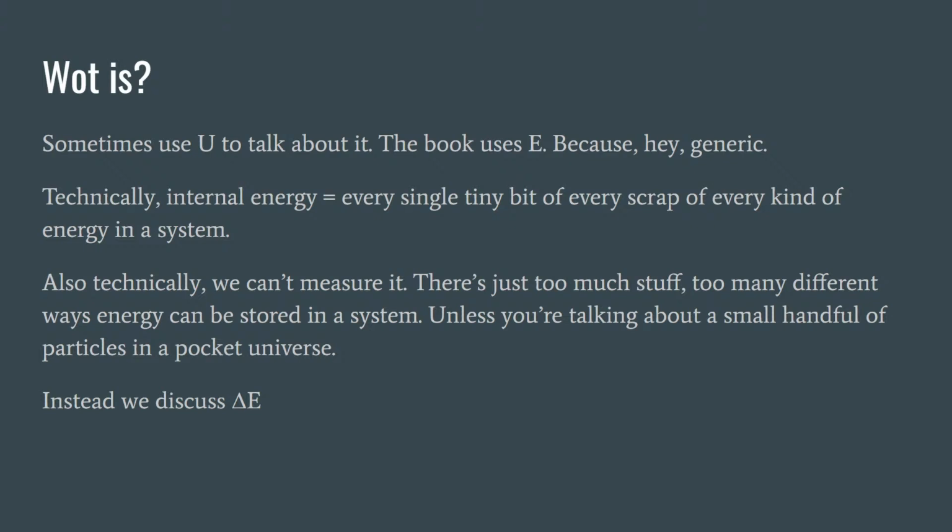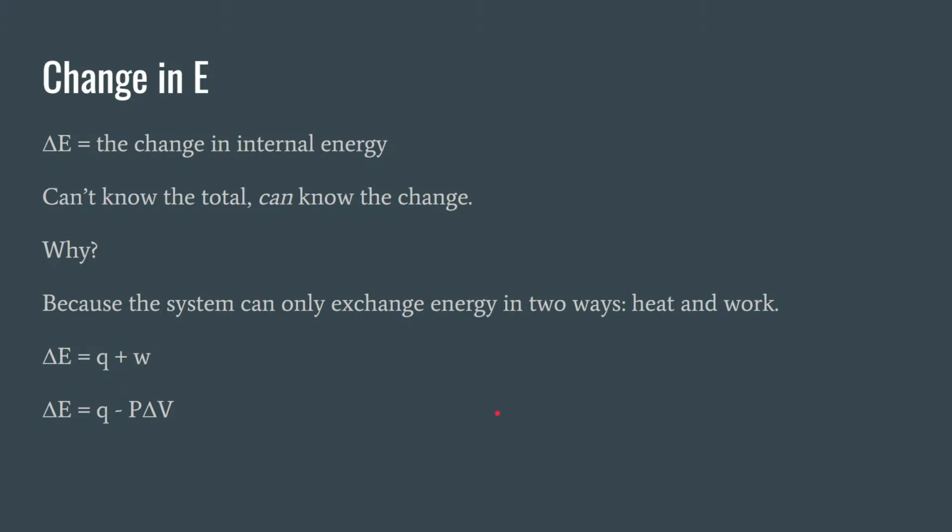The internal energy of a system is every single tiny bit of energy in the system, which means we can't measure it. There's just too much stuff, too many different ways energy can be stored in a system. So unless you're talking about a really small handful of particles in a pocket universe, you cannot actually measure the internal energy of a system. So instead, we talk about the change in energy. So delta E, the change in the internal energy. We cannot know the total internal energy of a system.